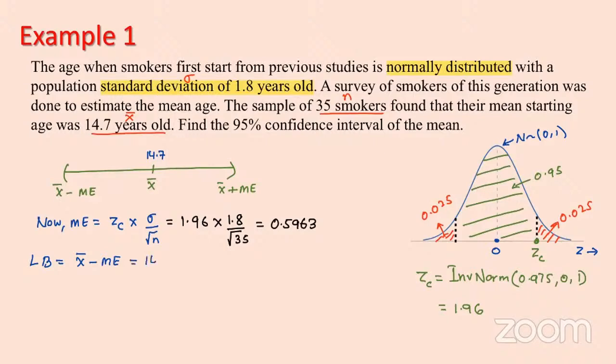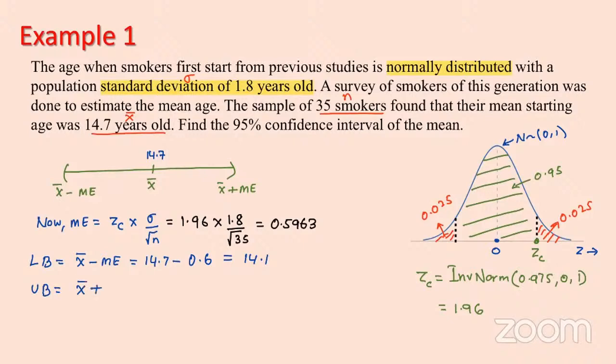Let's do it. 14.7 minus, because the value in the middle is given up to 1 decimal place, we can also go up to 1 decimal place there. So the margin of error up to 1 decimal place will be 0.6. Is that right? 0.6. So what is that equal to? Please calculate that. 14.1, right? 14.1.